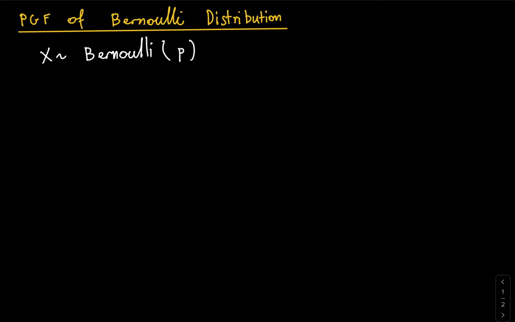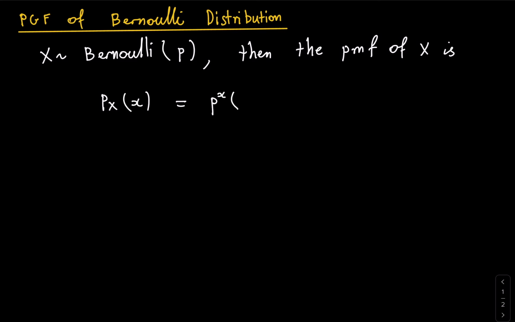As a starter, remember that if X is distributed Bernoulli with probability of success parameter p, then the PMF, or the probability mass function of X, is given by the following. P_X(x) is equal to p to the x times (1 minus p) to the 1 minus x, where x can take values 0 and 1.